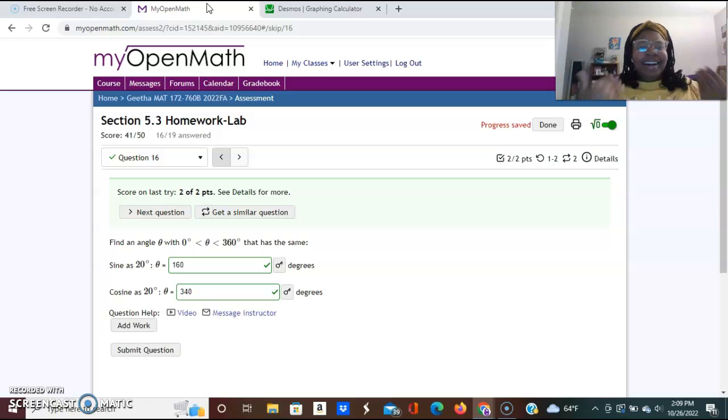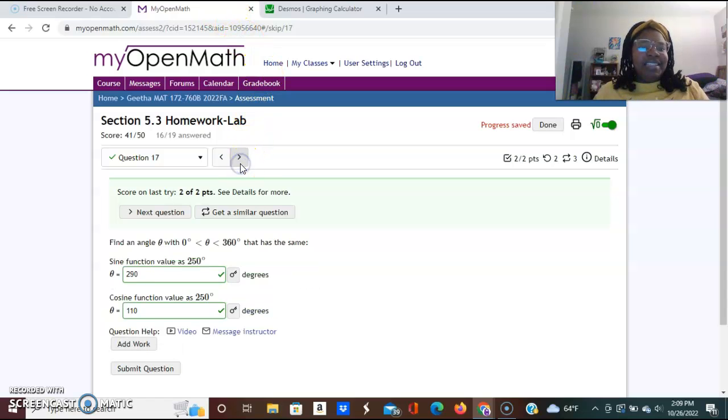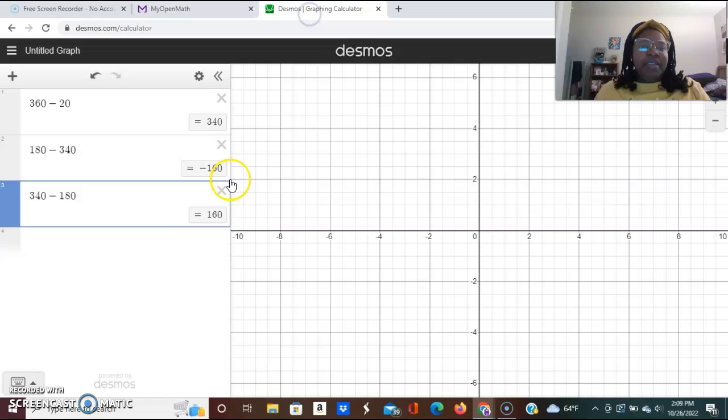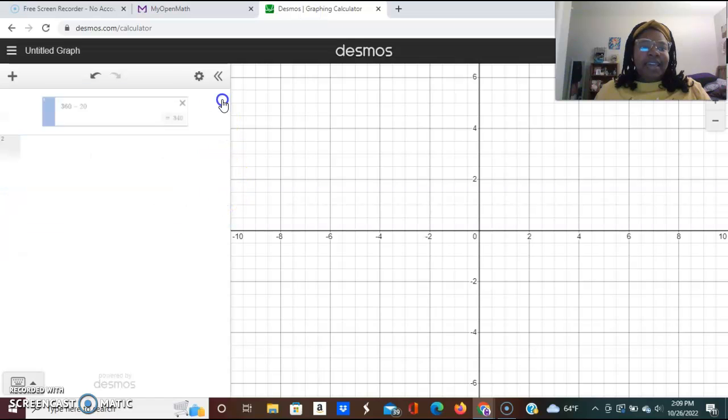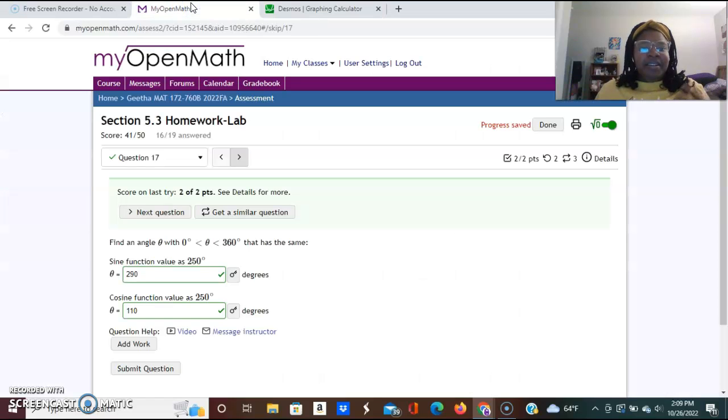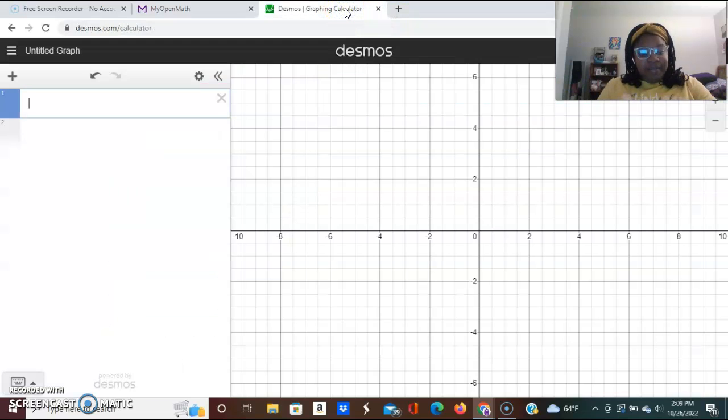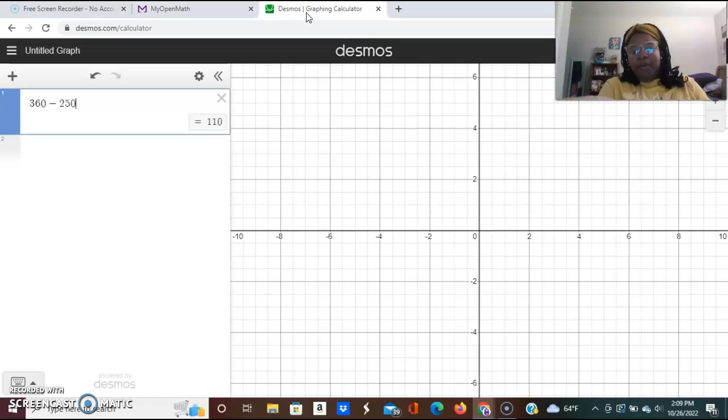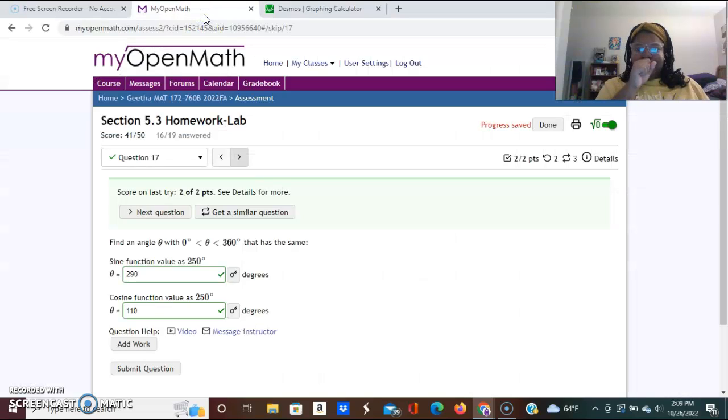That makes sense? All right, let's go over 17. 17 is the same process. Finding the cosine first is always the easiest. So 360 minus wherever the cosine is. In this case, 250. Boom. 110. Just write that as your cosine. You're done with that.